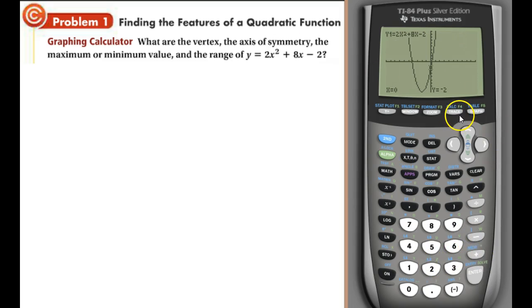So when I press the trace button, I'm getting this graph, and if your window is not showing you the entire curve, you want to go to Zoom and then go down to Zoom Standard and press Enter, and that should give you a nice window. And from the graph, we can tell what the vertex is. We can also tell if it's a max or min, as well as the range of this curve.